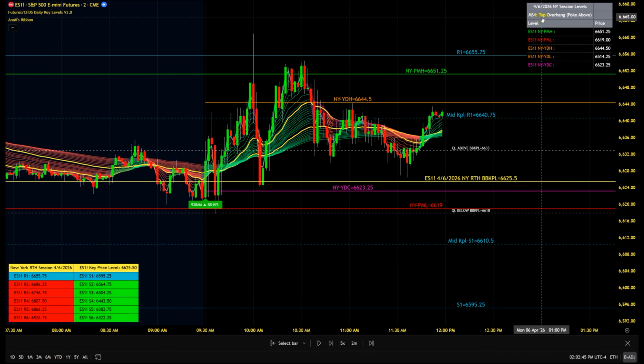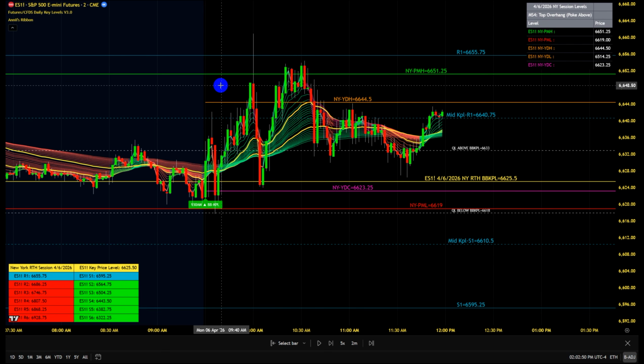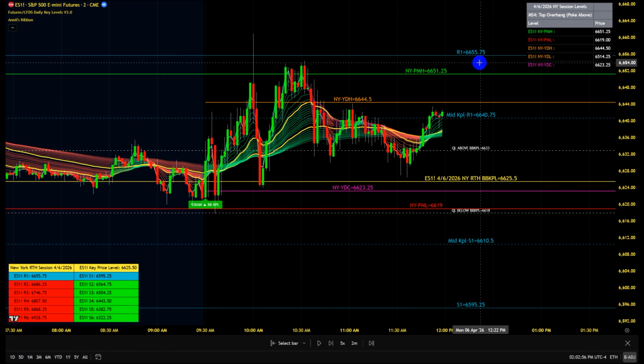We have our market scenario 4 for today, top overhang, put below. As you can see here, both the YDH and PMH are before the R1 level. So the R1 level would be your regular scalp exit. In this case, because of where the close of this candle is, there is sufficient distance between this and the YDH to consider this as an alternative exit for a micro scalp.